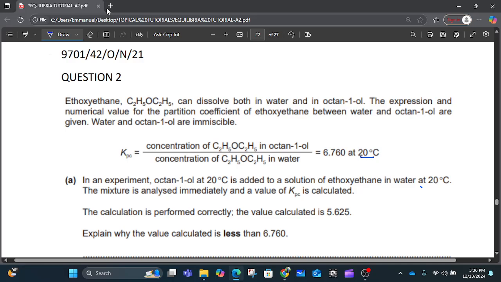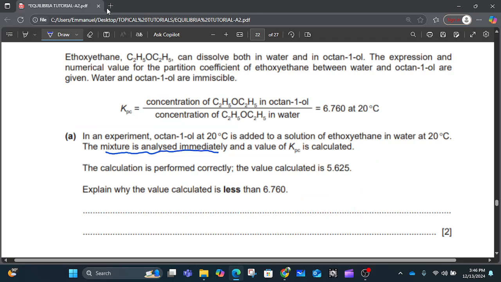A. In an experiment, octan-1-ol at 25 degrees Celsius is added to a solution of ethoxyethane in water at 20 degrees Celsius. The mixture is analyzed immediately and a value of KPC is calculated. The calculation is performed correctly. The value calculated is 5.625. Explain why the value calculated is less than 6.760.